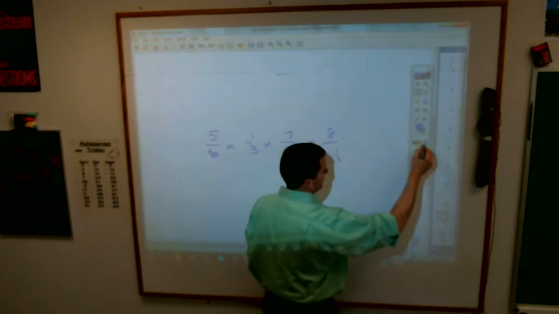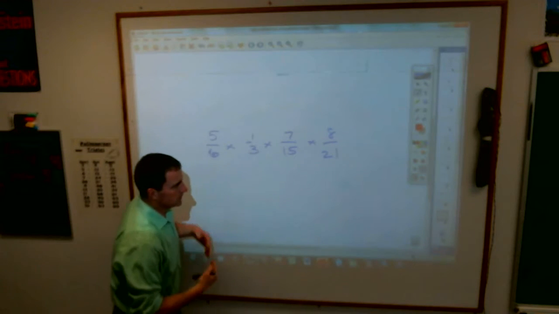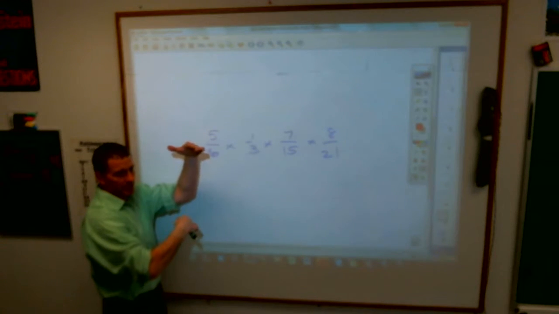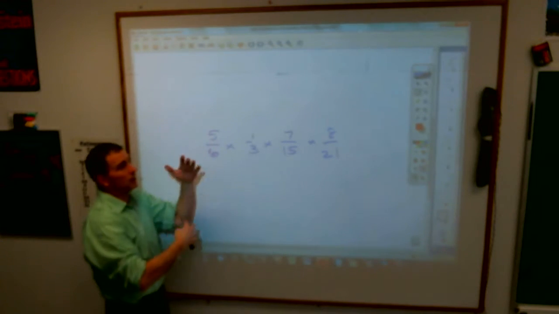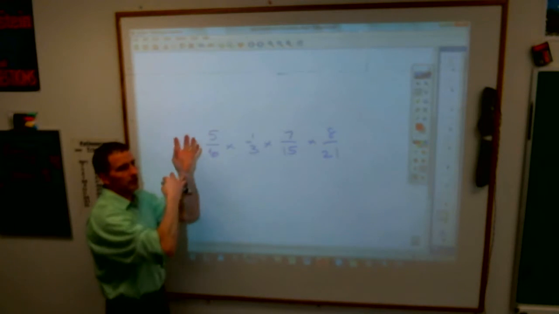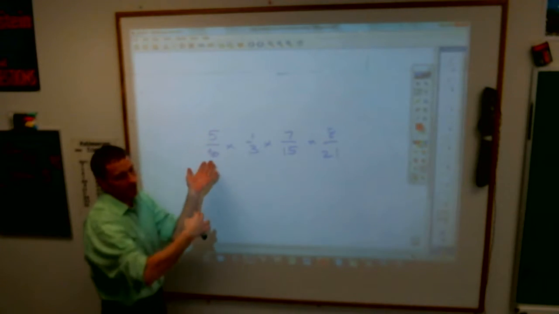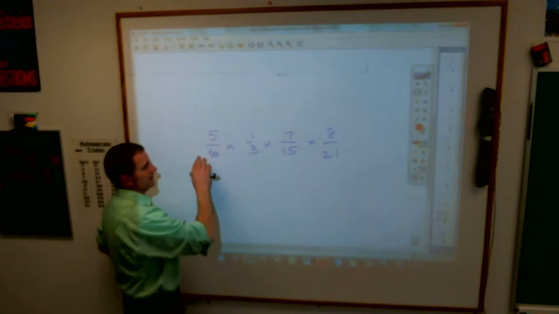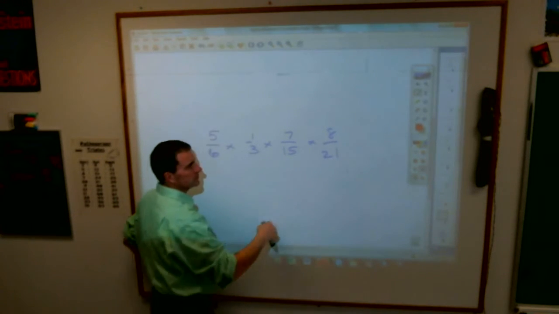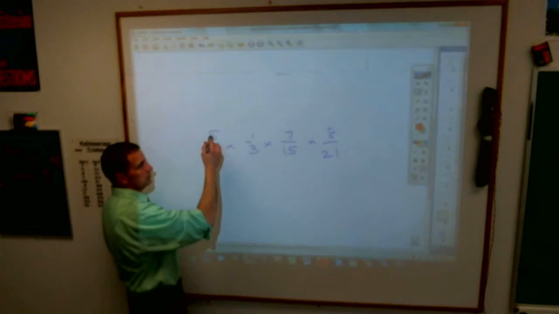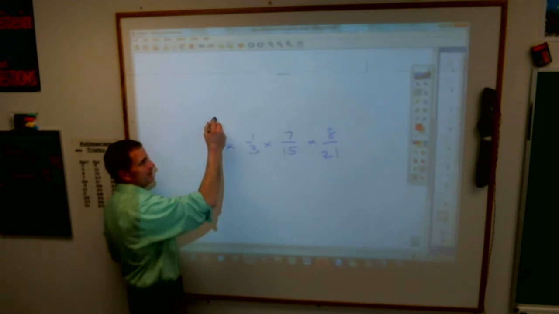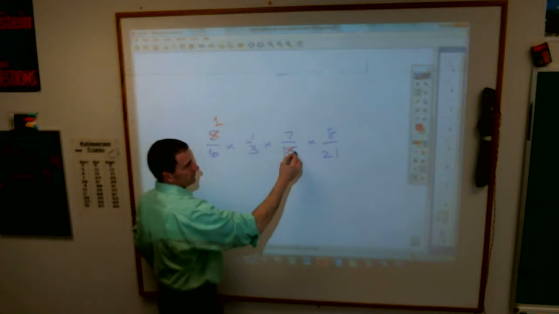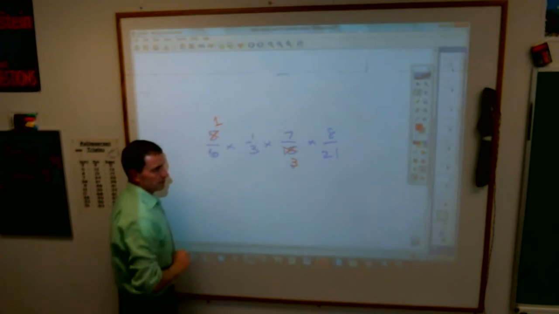But what cross-canceling says is that if you see top numbers and bottom numbers that have the same factors, you can do all the reducing before the numbers get real big and it's hard to tell, and then see what you end up with. But you can only do it once. For example, you have a 5 on top. Does 5 go into any of these bottom numbers? 15. So you divide by 5. This becomes a 1. 5 goes into 15 3 times.